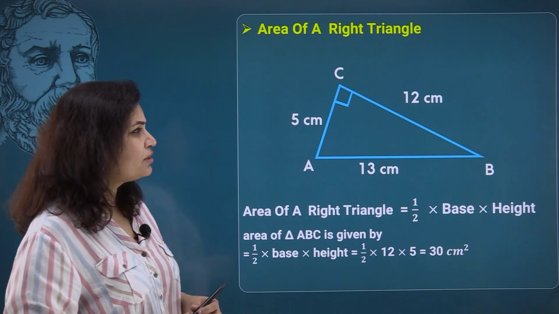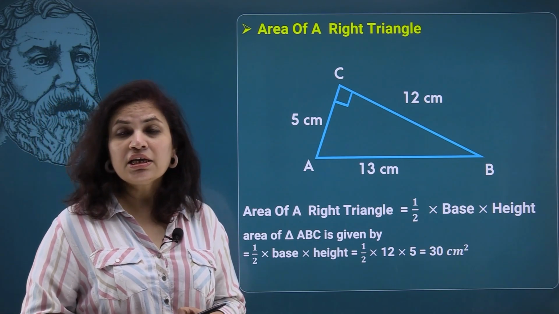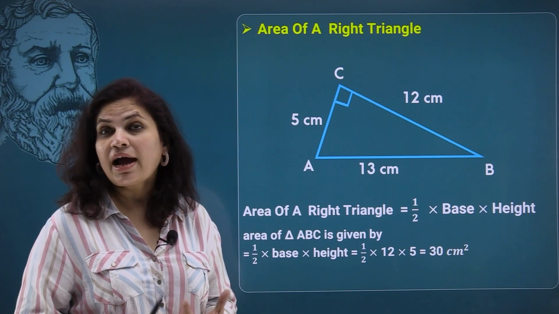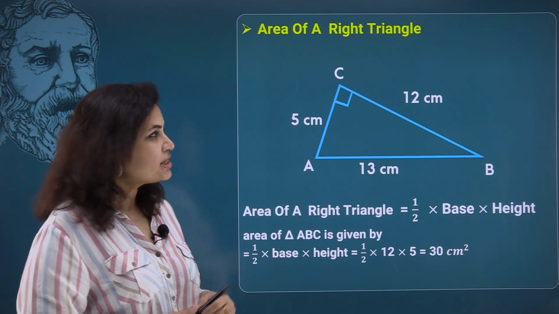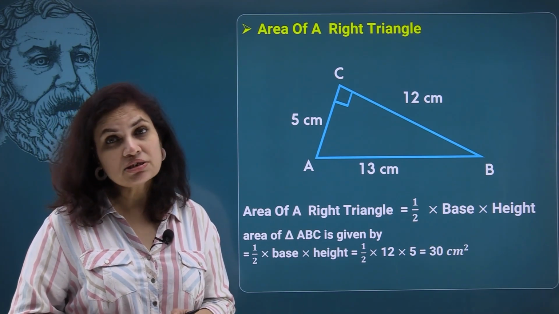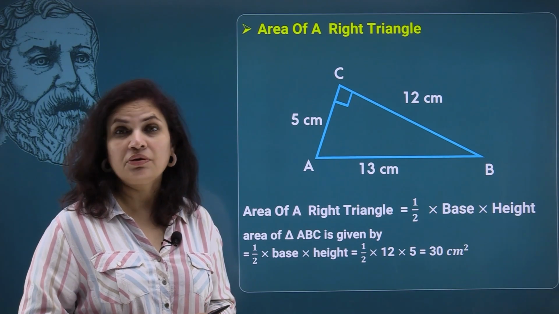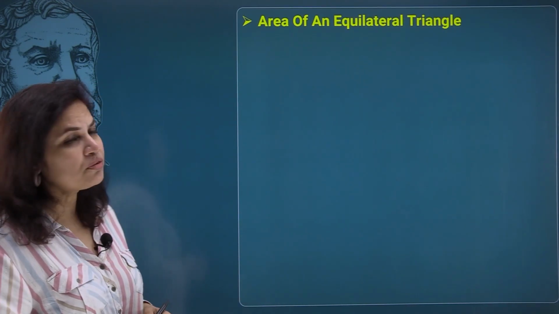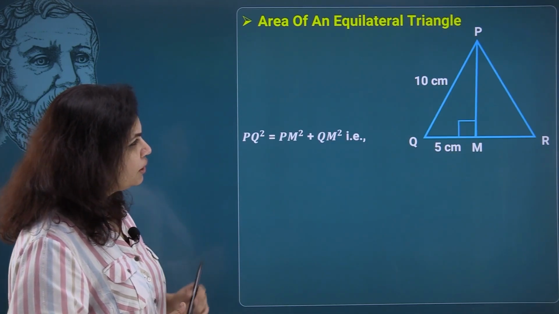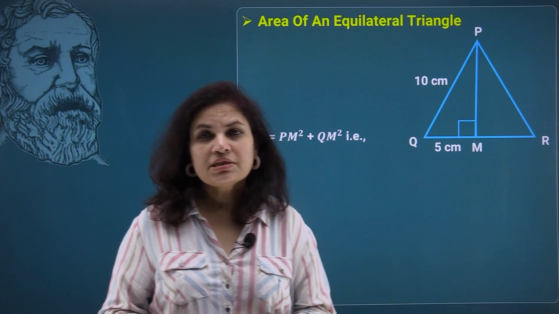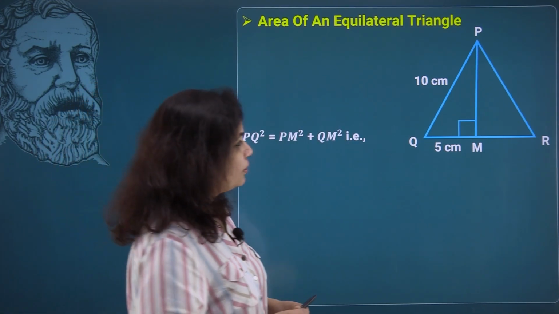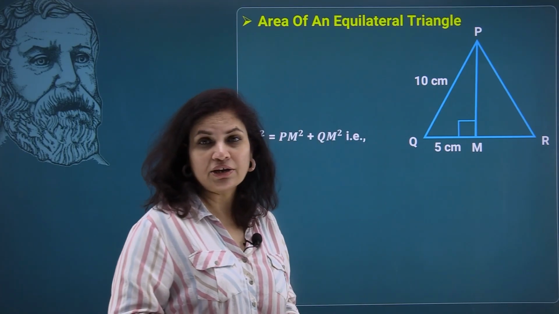But what if the triangle is an equilateral triangle or a scalene triangle or an isosceles triangle? This formula is restricted only to right triangles or any triangle with a given perpendicular height. Let us see how to find the area of an equilateral triangle using the same formula. Suppose we have an equilateral triangle PQR where PM is the height of the triangle.